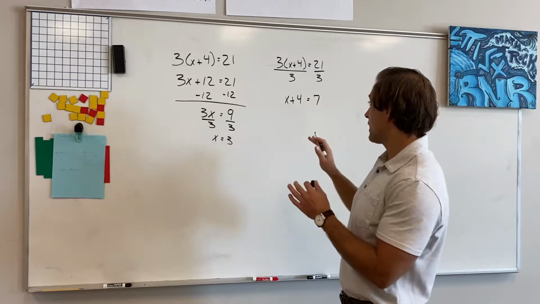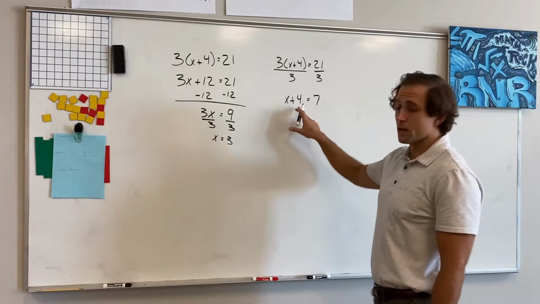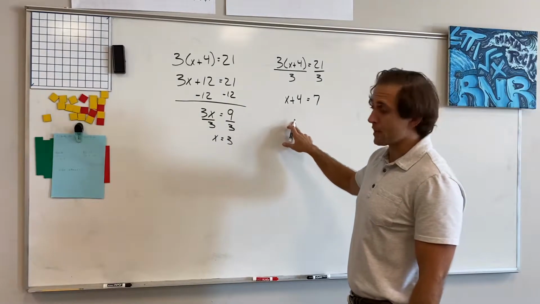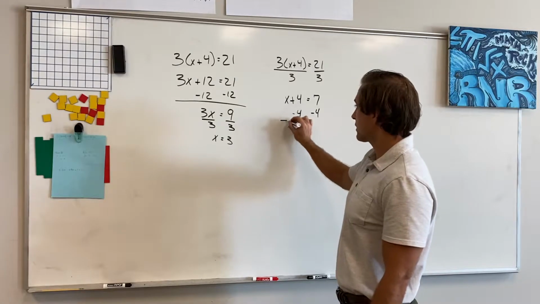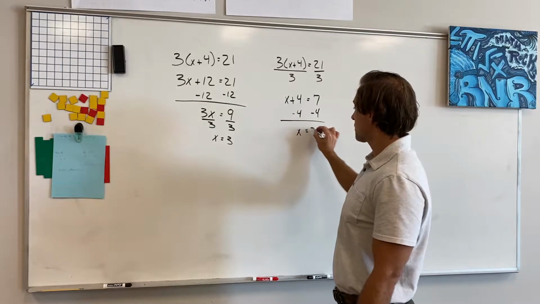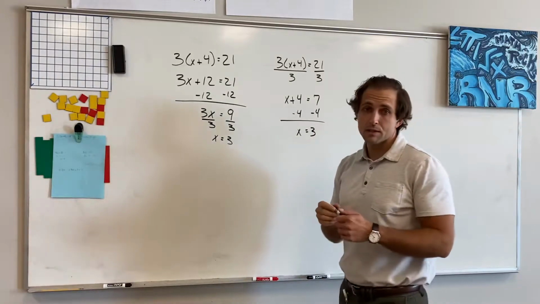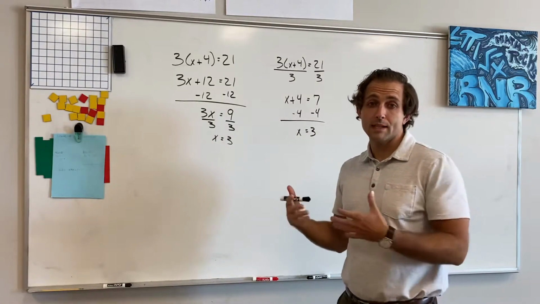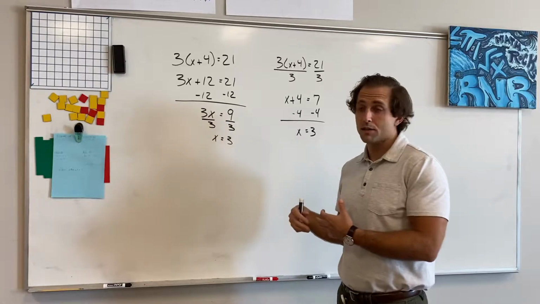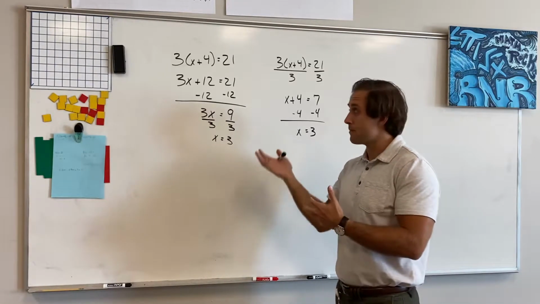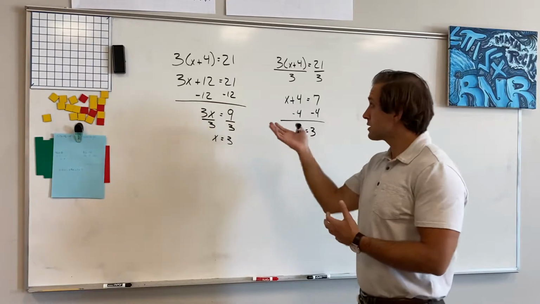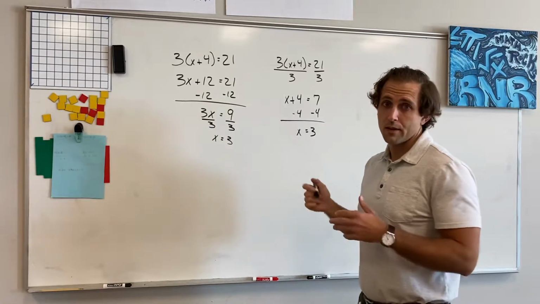At that point, I would need to try to isolate x by getting rid of the constant of 4. I would subtract 4, do the same thing on the other side. X is equal to 3. As you can see, obviously we're going to get the same answer either way because there is only one value for x that makes this equation true. There are just different strategies for how to solve it.